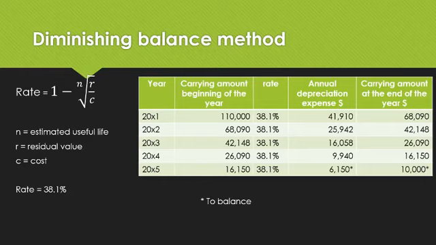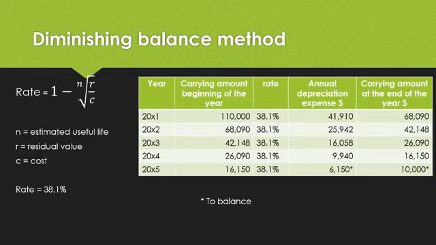Then you will have $42,148. The process will go on until the last year of the estimated useful life. As you can see here, the opening balance on 20x5 will be $16,150. Remember that we have a residual value of $10,000. So we have to ensure that we will have that $10,000 at the end of the estimated useful life.